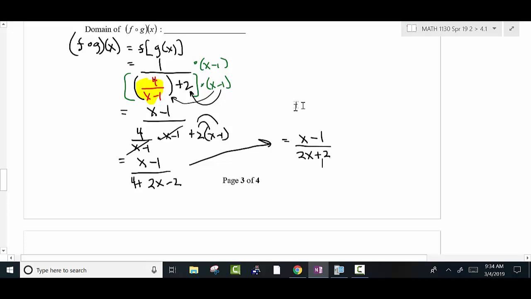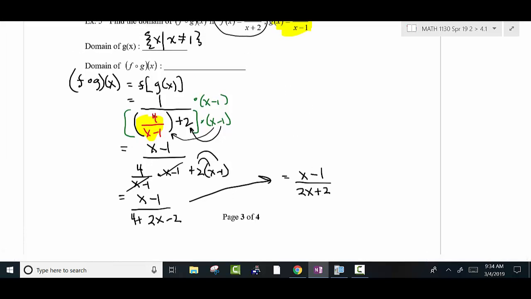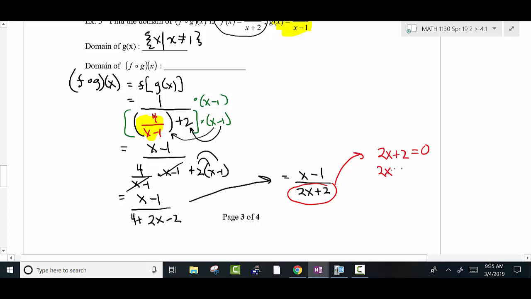Okay, so we got that. Now we're ready to do the domain. That's the function composition that we have. Now, to find the domain of this composition, what do you have to do? You figure out what makes the denominator 0, right? So you would have to do 2x plus 2 equals 0, and you'd have to solve that equation. So that would just be x equals negative 1. What this means is that x is not equal to negative 1.